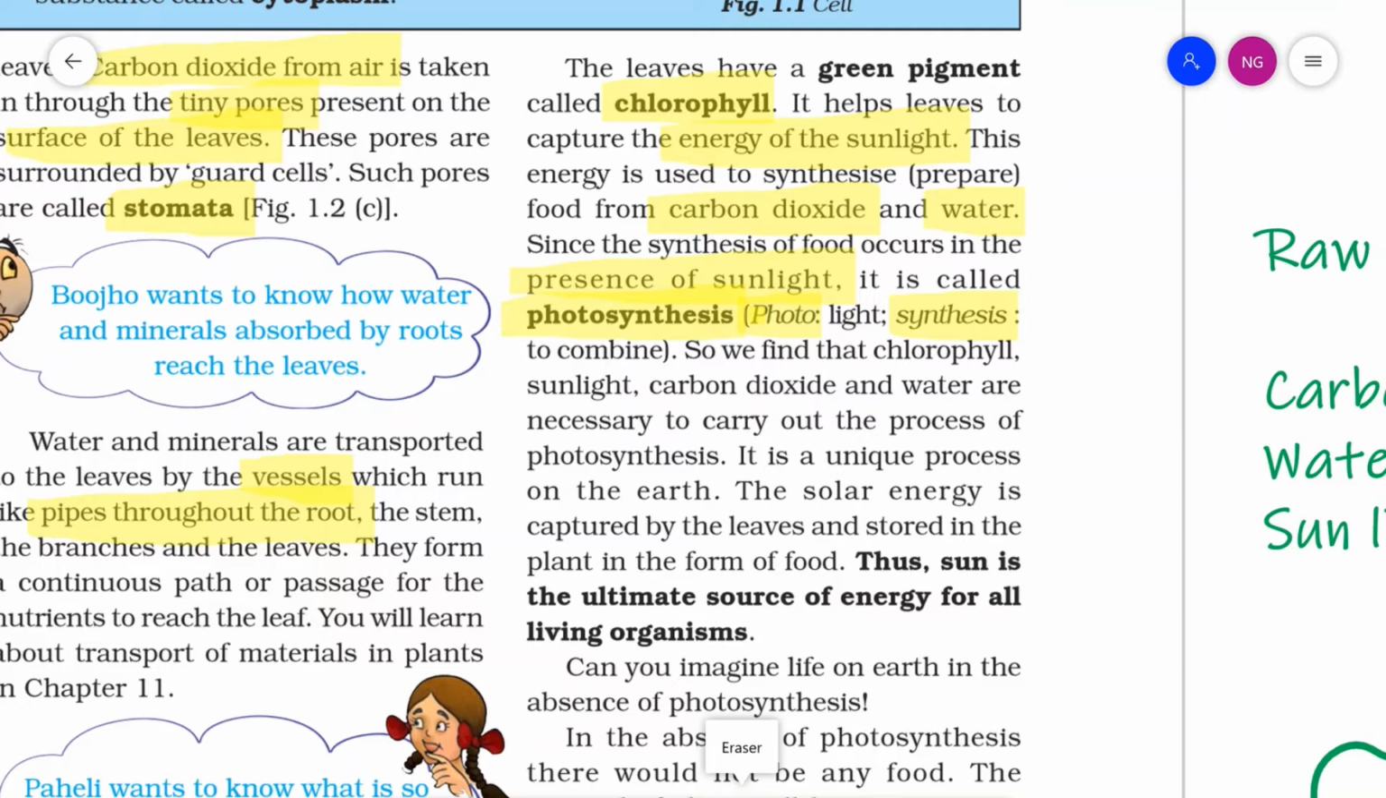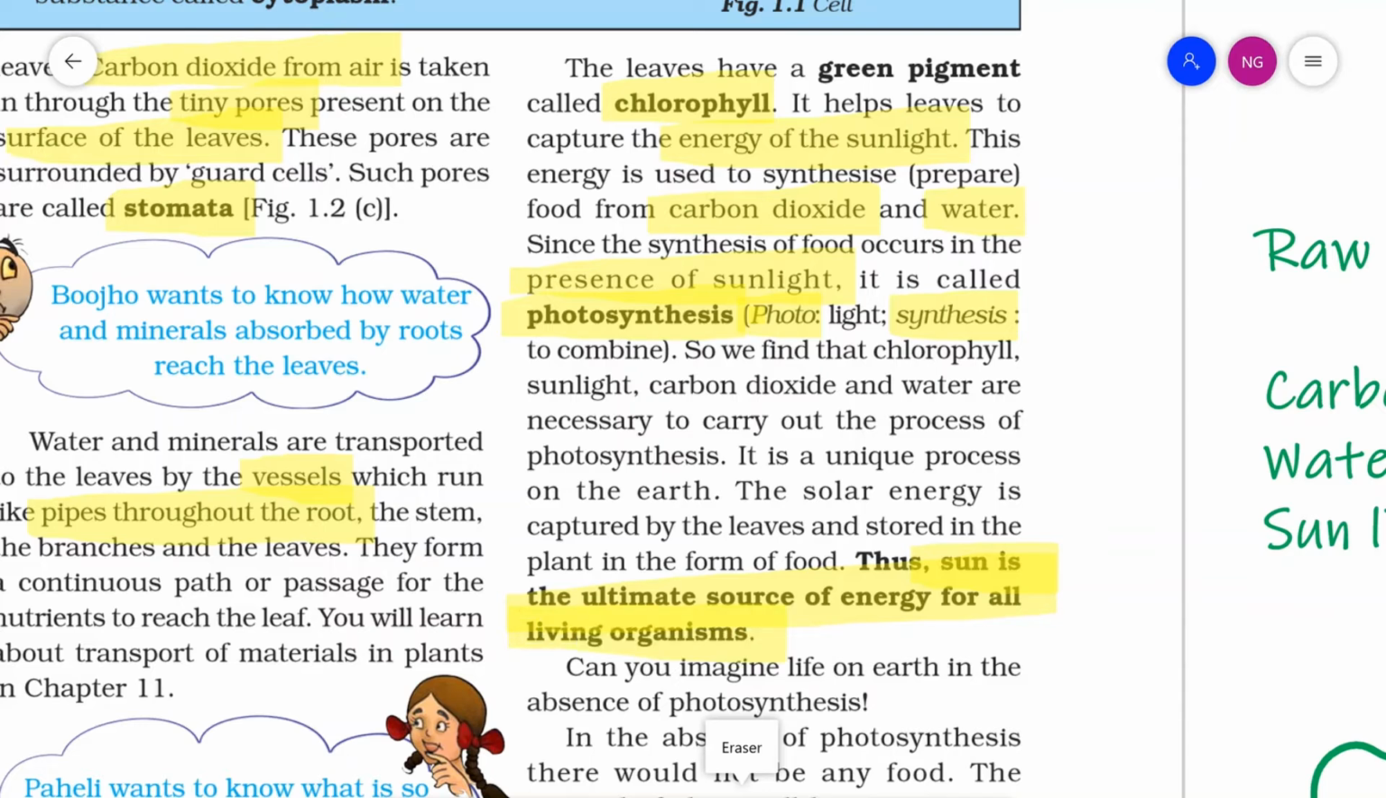So now we understood chlorophyll, sunlight, carbon dioxide and water are very necessary to carry out the process of photosynthesis. It is a very unique process on the earth where solar energy is captured by the leaves and it is stored in the plant in the form of food. Thus we can say sun is the ultimate source of energy for all the living organisms.